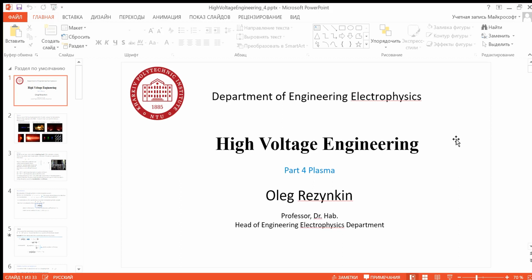Based on ionization processes discussed in previous lessons, we will move on to study the plasma of an electric discharge. In high voltage technology, plasma can be an undesirable phenomenon, leading to emergency motors and equipment failure. However, plasma is often specially created and serves as a switching element or technological medium.